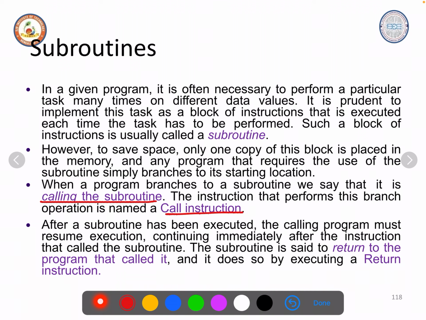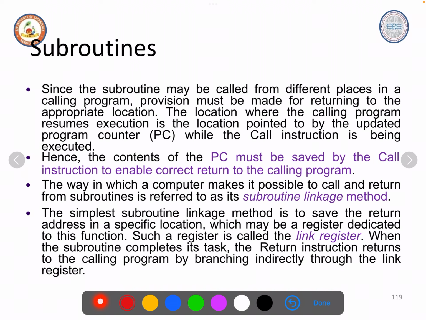After the subroutine has been executed, the calling program must resume execution, continuing immediately after the instruction that called the subroutine. So the subroutine is said to return to the main program. We do that by using an instruction called the return instruction. So we have a calling program and a called program. Using a call instruction, we call the subroutine, and using a return instruction, we get back to the main program.